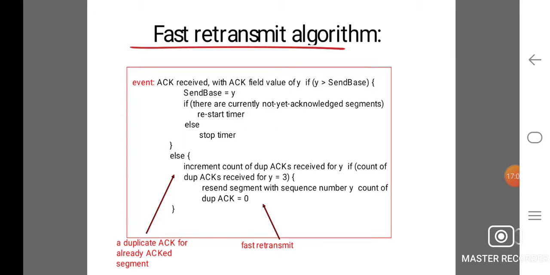Fast retransmit algorithm: event, acknowledgement received with acknowledgement field value of y. If y is greater than SendBase, SendBase is set equal to y. If there are currently not-yet-acknowledged segments, restart the timer, else stop the timer. Else, increment the count of duplicate acknowledgements received for y. If the count of duplicate acknowledgements received for y is equal to 3, then resend the segment with sequence number y, and the count of duplicate acknowledgements is set equal to 0.